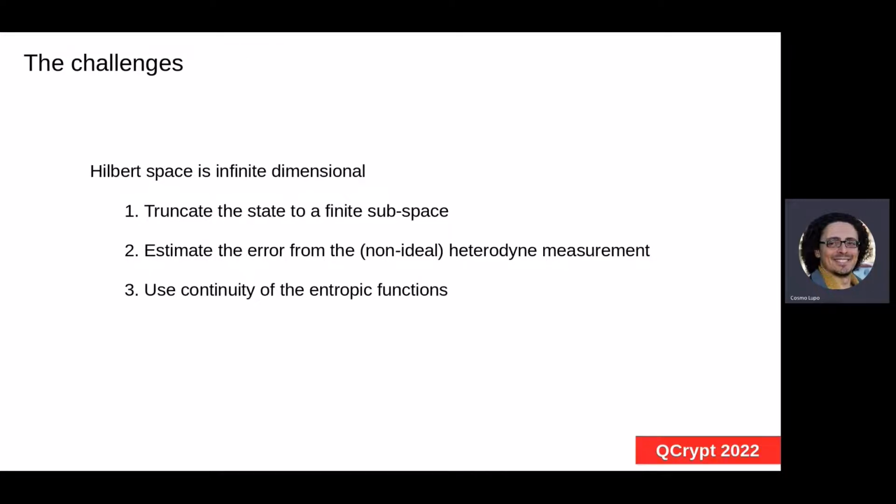What are the main challenges in developing this program? The main challenge is that the Hilbert space is infinite dimensional. So we need somehow to truncate the state to a finite subspace, at least as a first attempt to solve this problem. And we then need to estimate the error due to the truncation, and then we can use a continuity argument of the entropic function which enters the key rate formula.